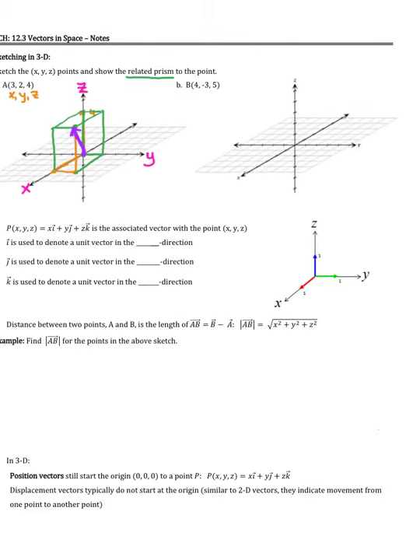Here we have 4, -3, 5. Remember, this is your X, this is your Y, this is your Z. So now I'm going to come out 4. So 1, 2, 3, 4. So you come out 4 in the X direction. We're going to go back 3. So here's the equivalent of 3. So we come over here and then up 5. So 1, 2, 3, 4, 5.